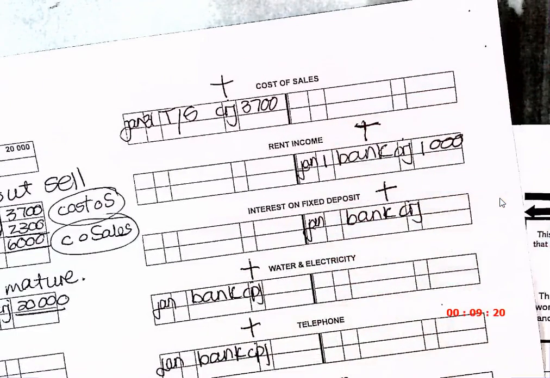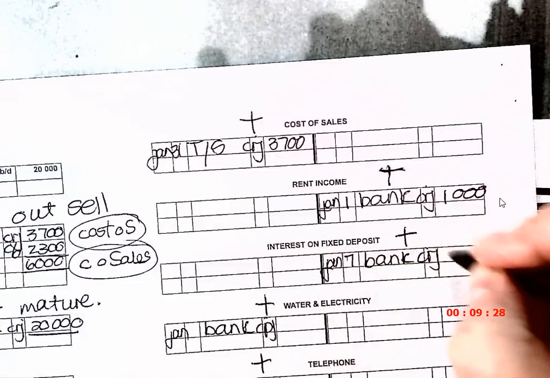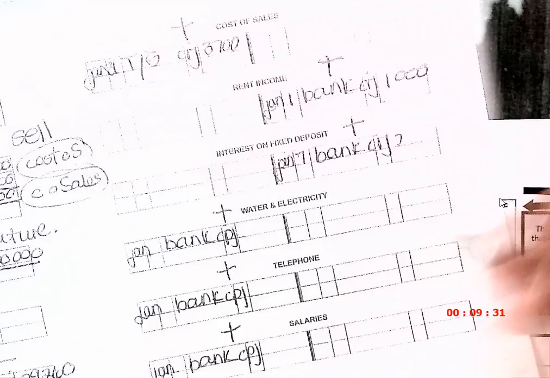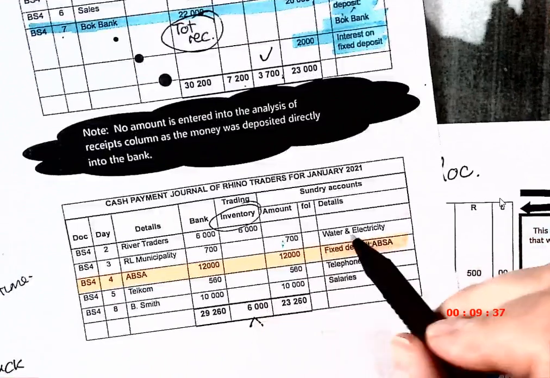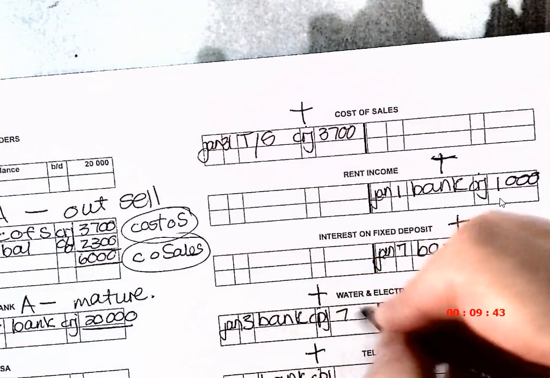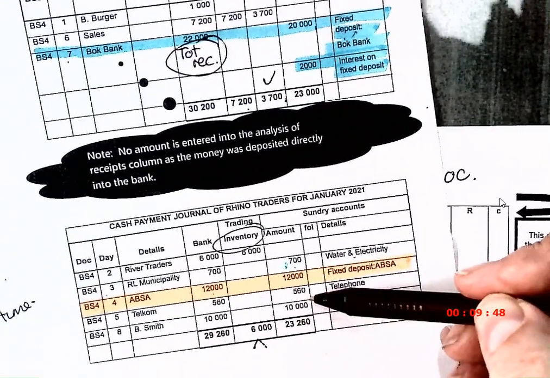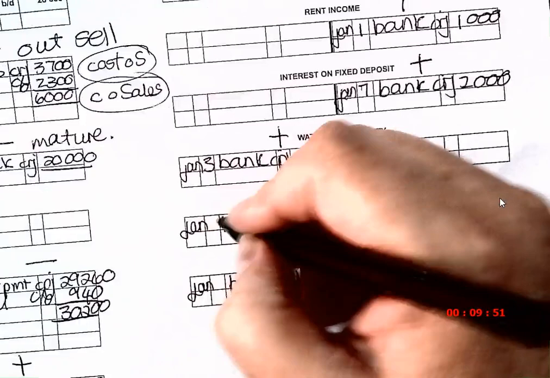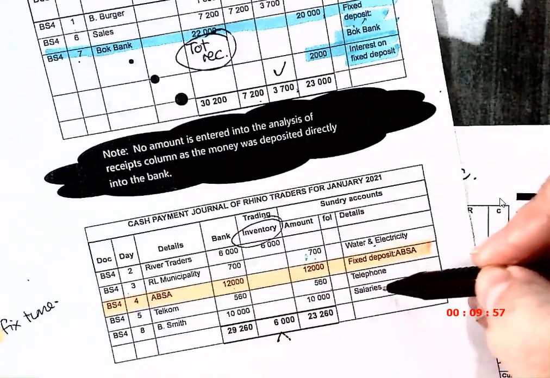Interest on fixed deposit. I see it's 2,000 on the 7th because it's a sundry. No, it's not a column. What did I say? 2,000. Yeah, 2,000. Water and electricity. Here it is, 700 on the 3rd. Telephone, I see 560 on the 5th. Then I look and I see, okay, salaries, 10,000 on the 8th.